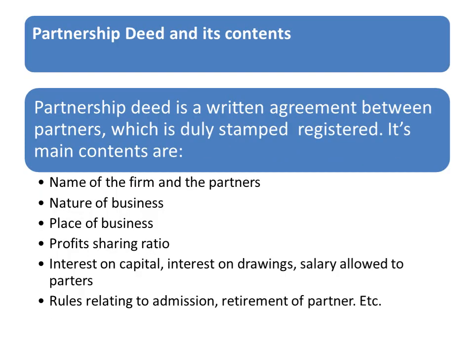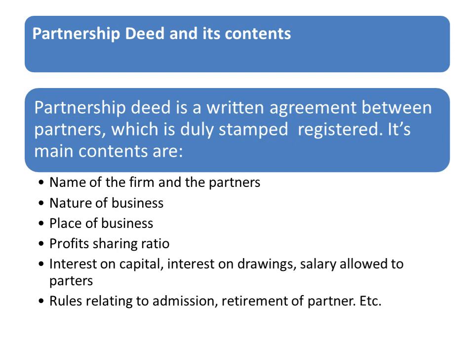Partnership deed. A partnership deed is a written agreement between partners, which is duly stamped and registered. Now, why is a partnership deed made? This is to avoid any dispute between partners at a later stage. Whatever the partners agree to is mentioned in the partnership deed. It's a kind of legal document. Once it is stamped and registered, it becomes a legal document.